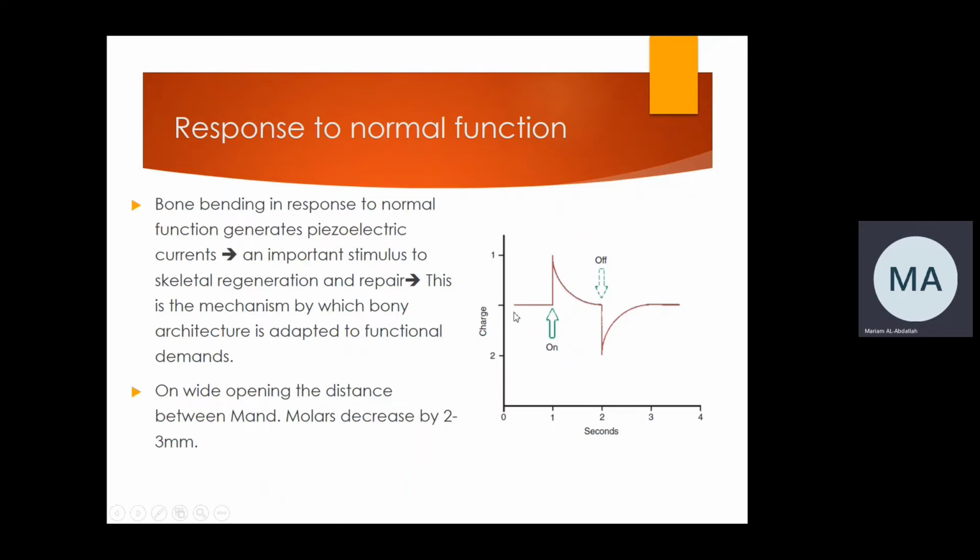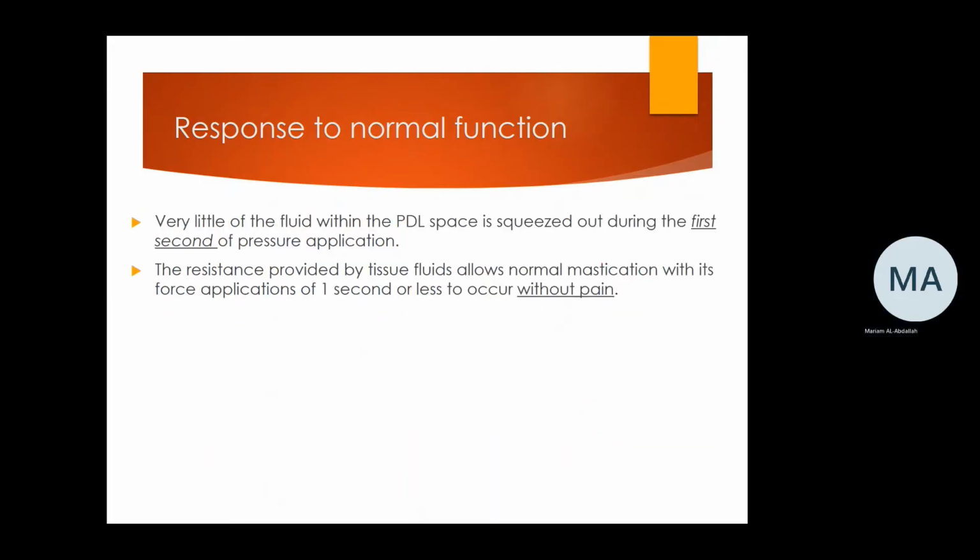Okay, so as you can see, there is no current. As there is a force on, we will have piezoelectric current, and it will quickly decay. And then when we remove the force, then we will have exactly opposite current, same amount but in an opposite charge, which will again quickly decay. An example of bone bending: on maximum opening, the intermolar width will reduce by about 2 to 3 millimeters, and this is related to bone bending.